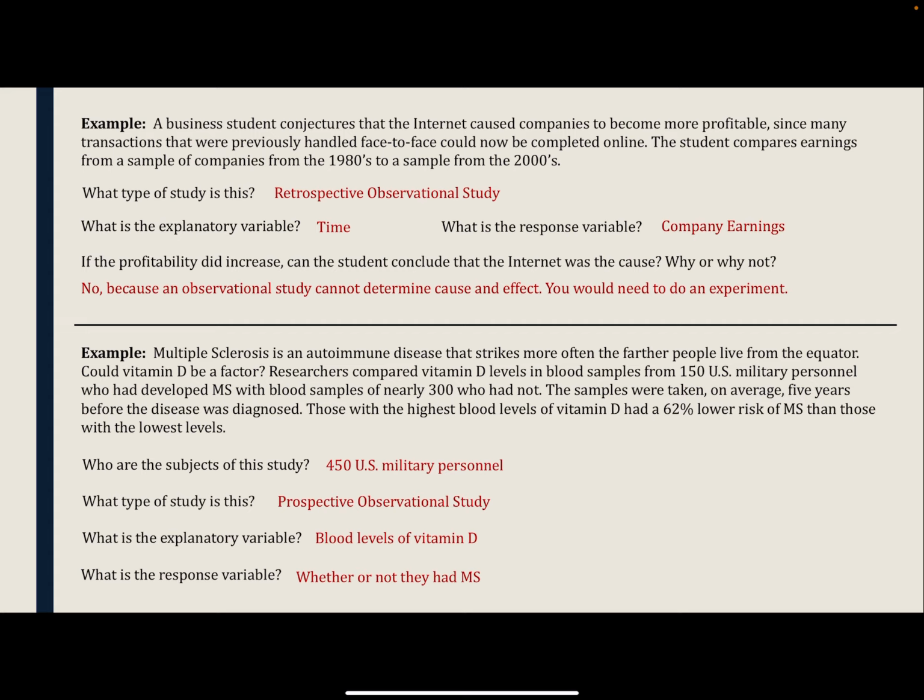Another misconception about these problems is that all of the variables need to be quantitative. It's not the case. We're only talking about types of studies. We're not actually getting into any kind of data here. We're just talking about being able to recognize a prospective study, a retrospective study, or an experiment. So the variables can be either quantitative or categorical.